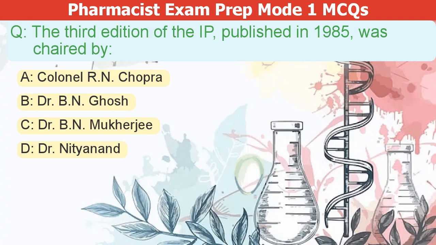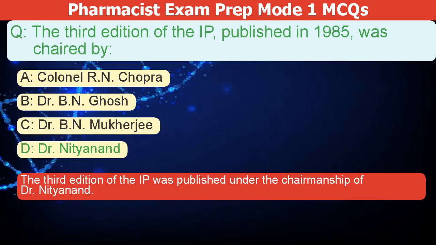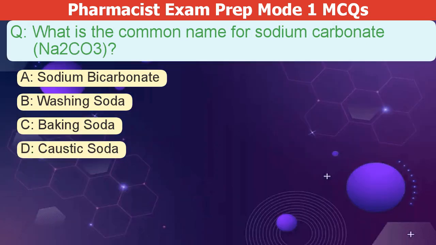The third edition of the IP, published in 1985, was chaired by A. Colonel R. N. Chopra. B. Dr. B. N. Ghosh. C. Dr. B. N. Mukherjee. D. Dr. Nityanand. The correct answer is D. The third edition of the IP was published under the chairmanship of Dr. Nityanand.